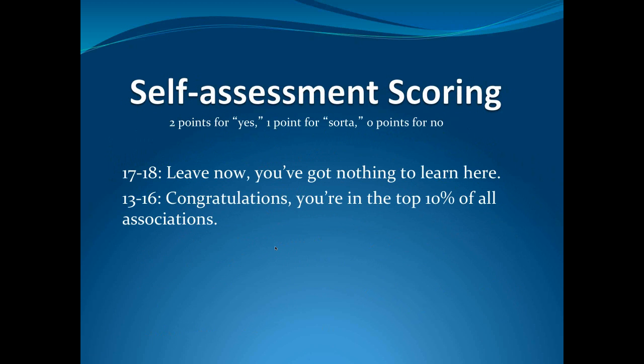If you scored between 13 and 16, you're doing very, very well. In fact, by my estimations, you're probably in the top 10% of all associations in terms of how well you're managing your data.